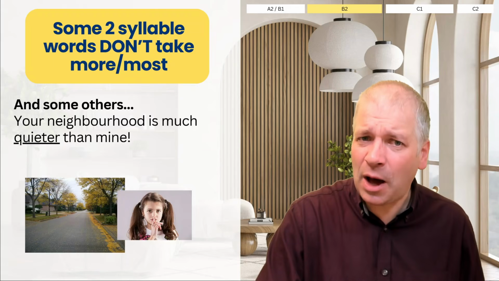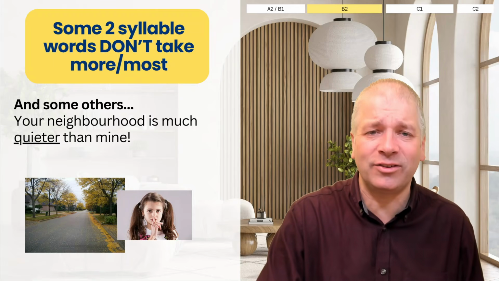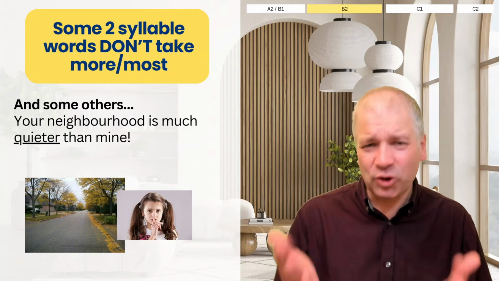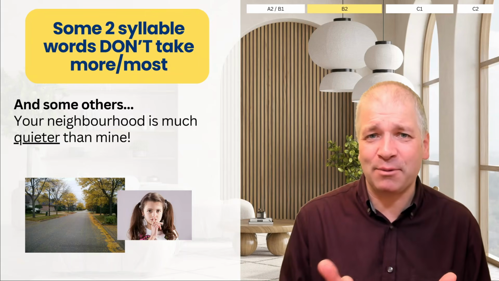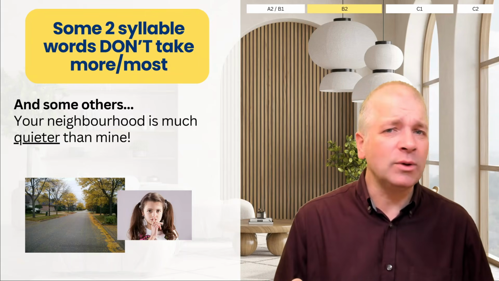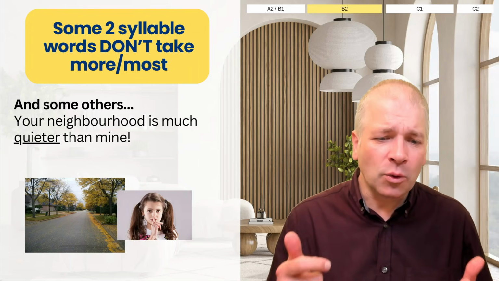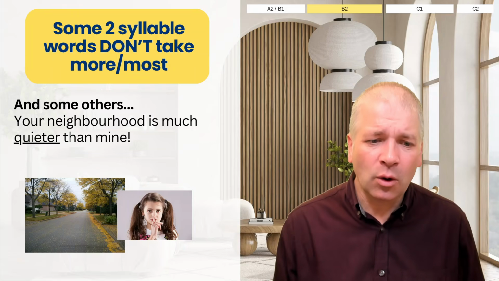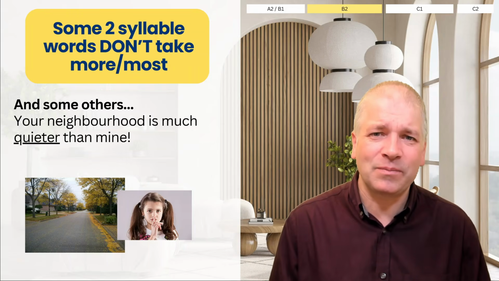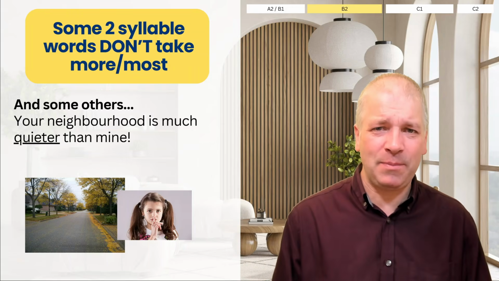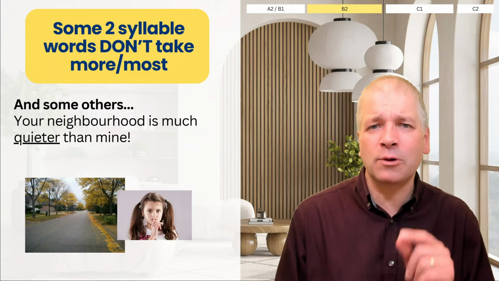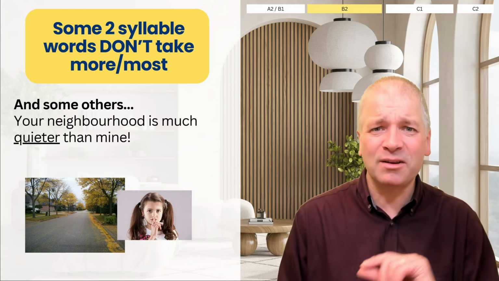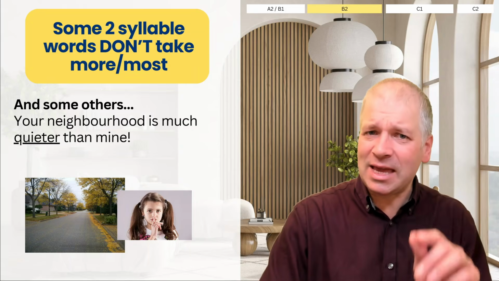And then there are some others, such as the word quiet. Now, quiet would usually, you'd argue, have 2 sounds, quiet. But we don't use more or most. Your neighbourhood is much quieter than mine, or it is the quietest. Now, you may sometimes hear people saying more quiet or most quiet, but it's far more conventional to stick with the ER and the EST here.